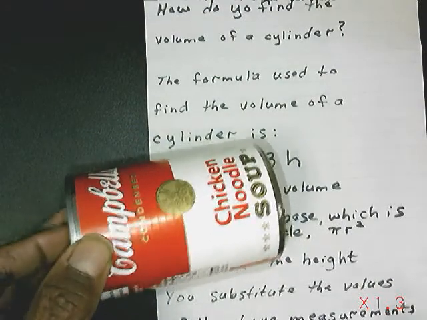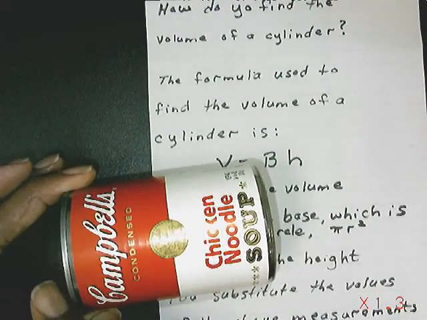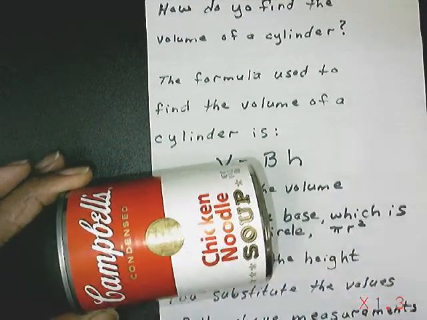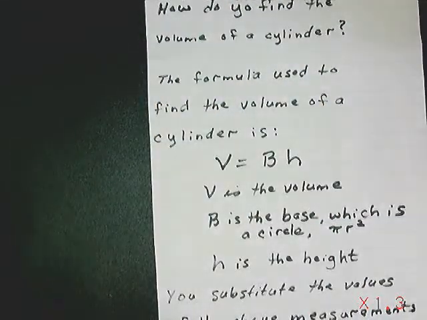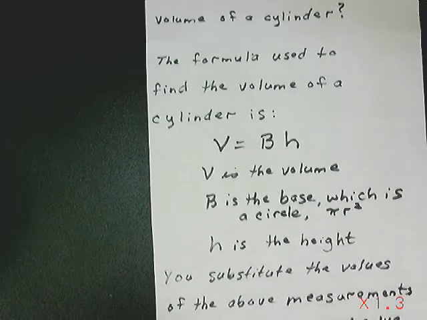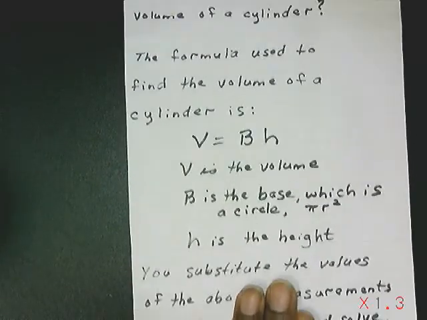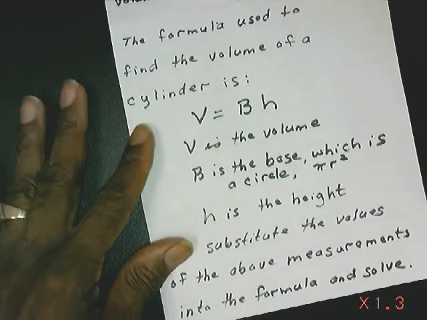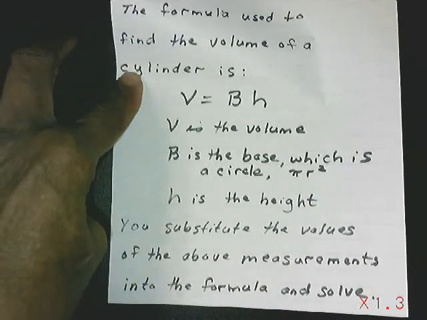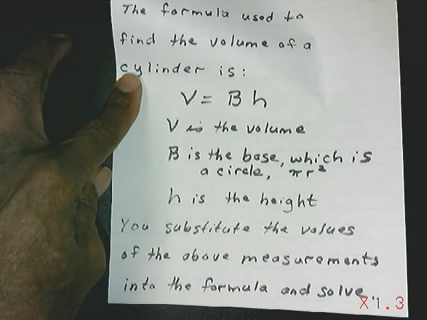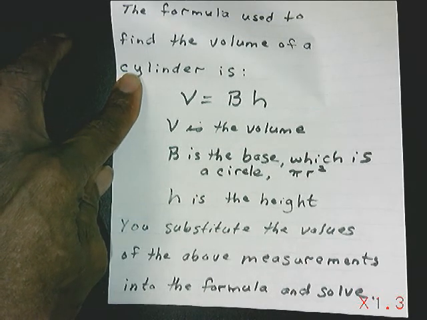If I turn it this way, from the Campbell, the red, to the bottom, that's how tall it is if I stand it up. That's the height. You substitute the values of the above measurements into the formula and solve. Once you solve it, as I mentioned before, it's a three-dimensional figure. So three-dimensional figure means that my units will be cubic units. Let's try a couple of problems.